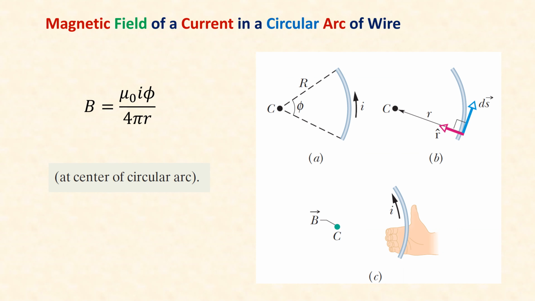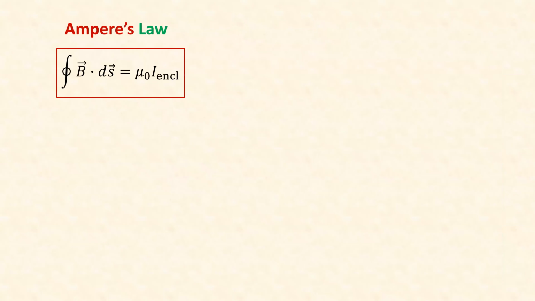It could be a wire that's going around the field at the center is going in one direction. Either way, you can use your right-hand rule to get the direction of the field. All right. So now we want to introduce Ampere's law.